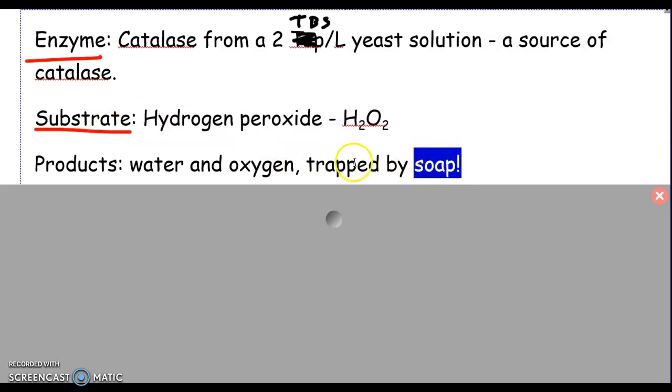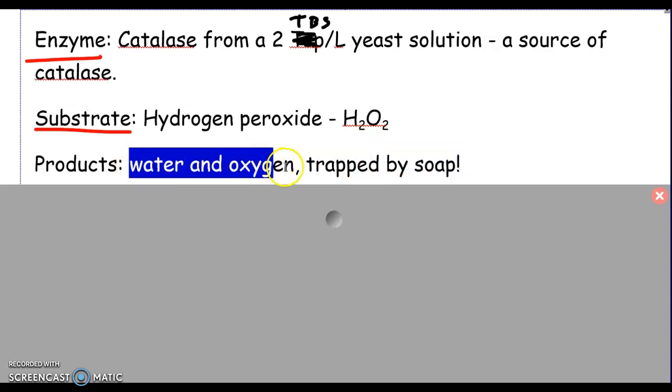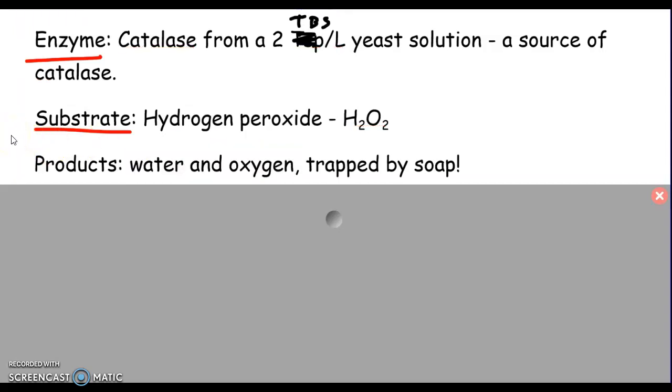And then when the enzyme breaks the hydrogen peroxide up into water and oxygen, the oxygen gets trapped by the soap. And we have this foam column that rises in a beaker, and we time how long it takes the foam to get to a certain point as a way to measure how fast the reaction took place, okay?